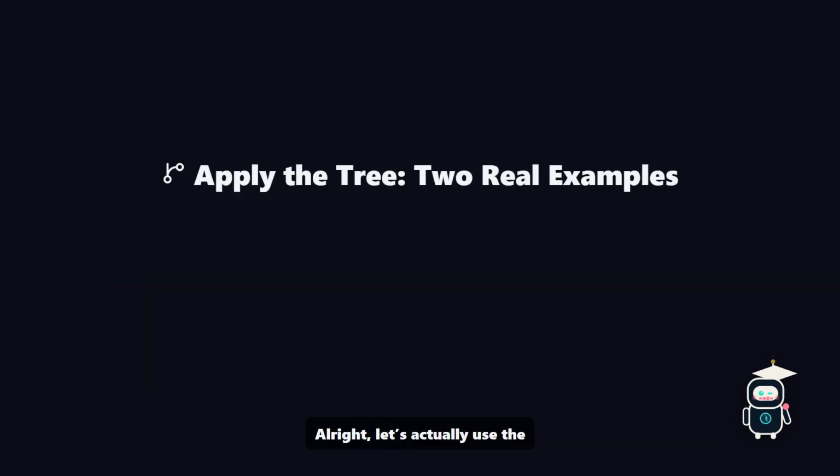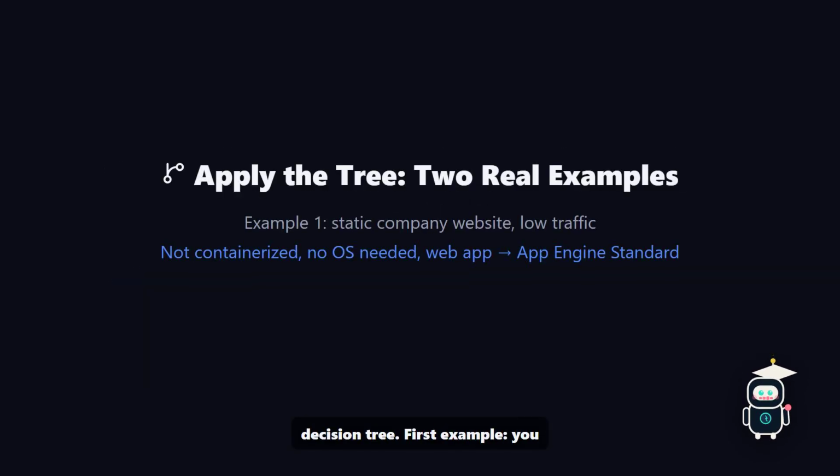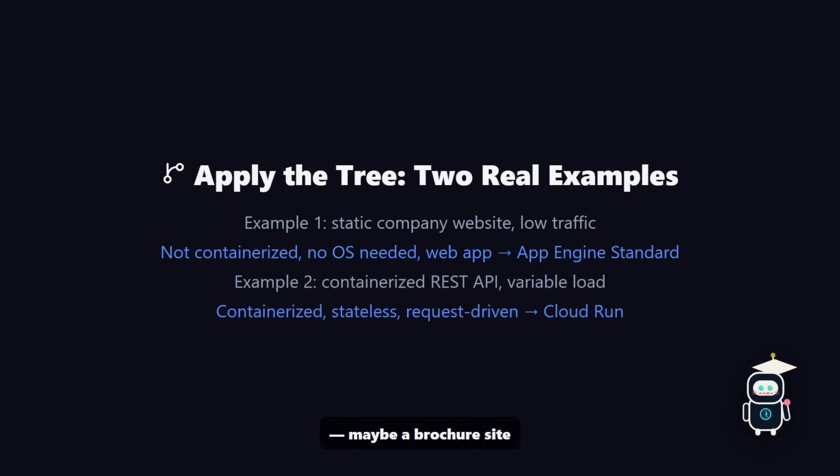All right, let's actually use the decision tree. First example, you need a static company website. Maybe a brochure site with almost no traffic. Is that workload containerized? Nope. Do you need full OS control? Not at all. You just want to serve some HTML. So the tree says App Engine Standard. Why? Because it's a fully managed web platform, it scales automatically. And for extremely low traffic, it can fit within the free tier's generous quotas. Your bill could be zero. But if traffic spikes, you'll start paying for usage above the free tier.